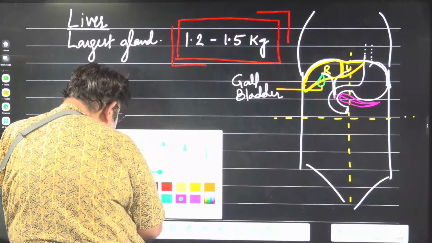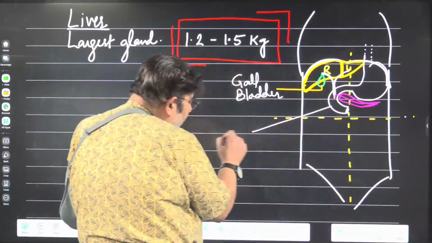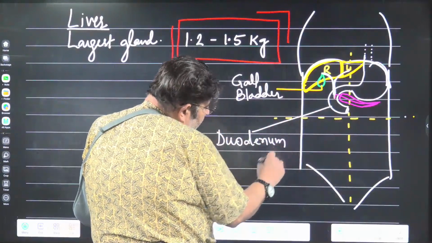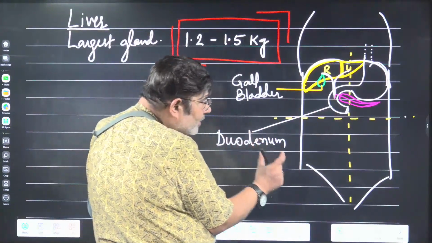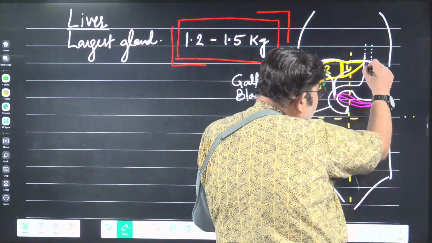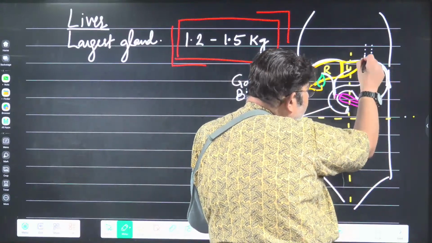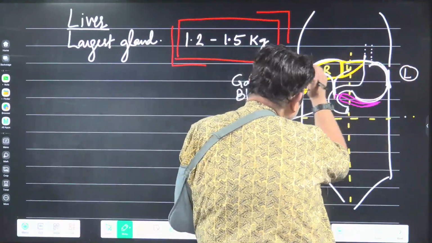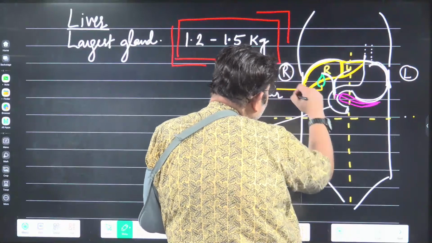You can see this is the duodenum, the smallest part of the small intestine. This is the stomach, on the left-hand side, and on the right-hand side we have the liver.